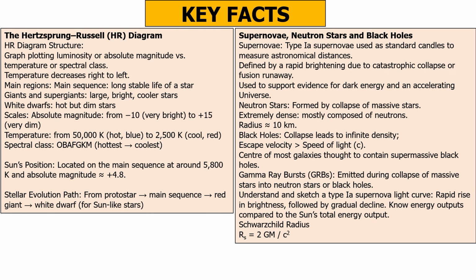Black holes are collapses that lead to infinite density, where the escape velocity is greater than the speed of light. Now the center of most galaxies is thought to contain a supermassive black hole. Gamma ray bursts are emitted during the collapse of a massive star into a neutron star or a black hole.